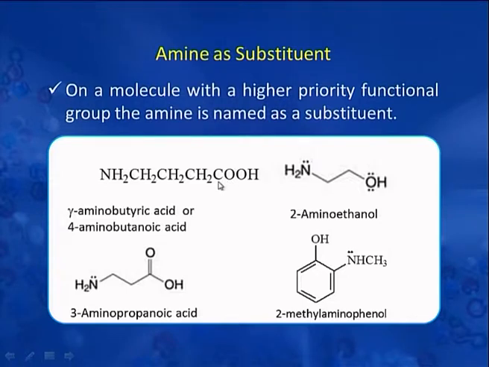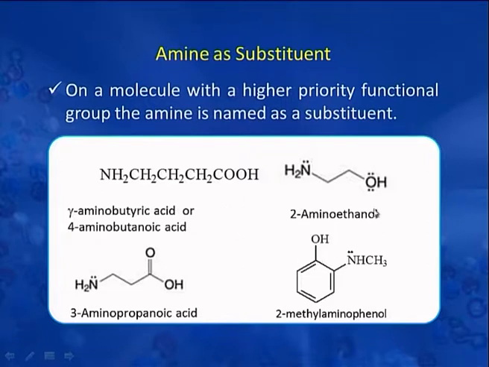This carbon will get position 1, 2, 3, 4. So, the name of the molecule will be 4-aminobutanoic acid, or if you number them as alpha, beta, gamma, then gamma-aminobutyric acid can also be the name of this molecule.